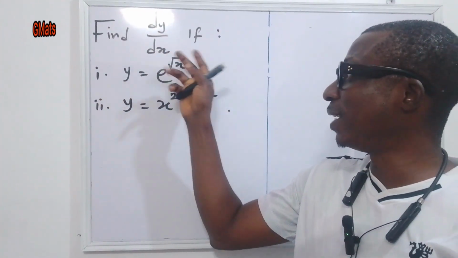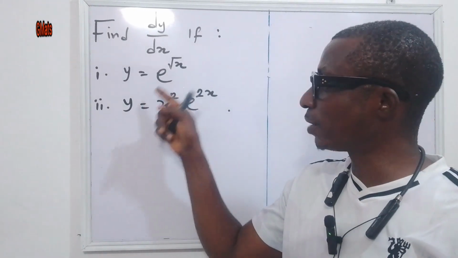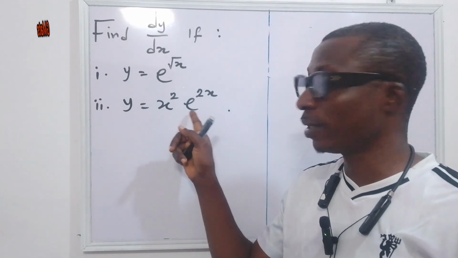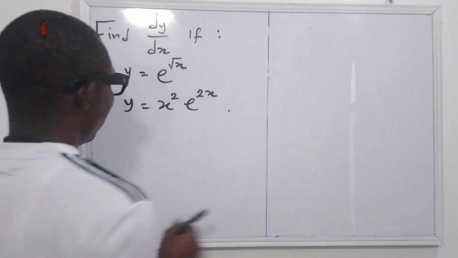Now let's look at this problem. You have to find dy/dx if y equals e raised to the power of square root of x, and y equals x squared e raised to the power of 2x. So how do you do this?